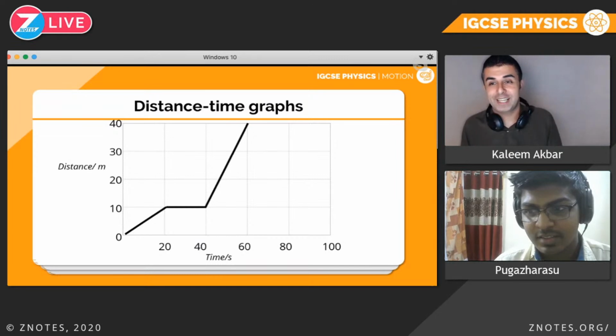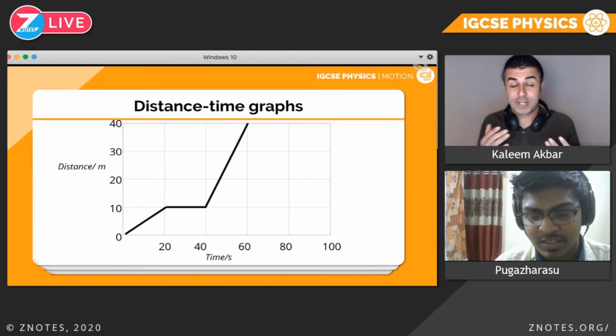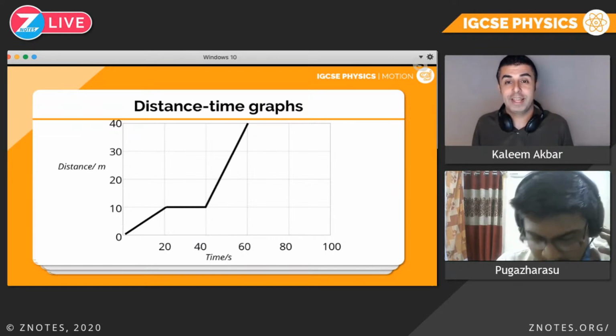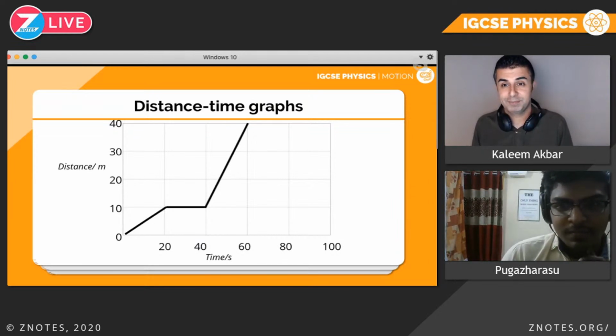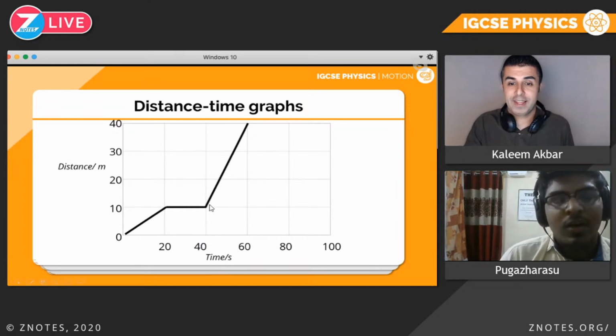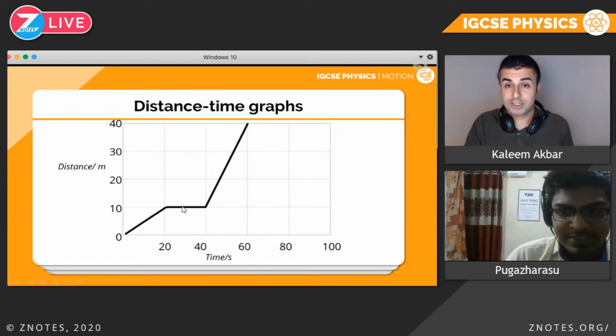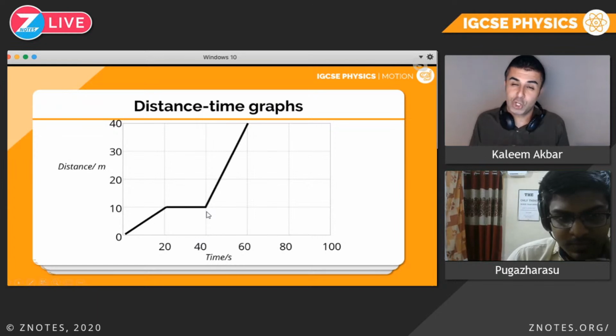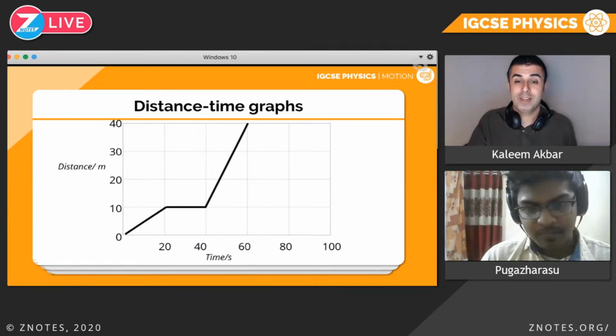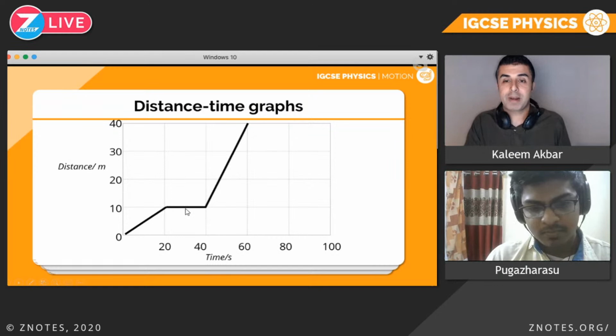If it was a speed time graph, and you had that horizontal line, it would be constant speed. Okay, and then because it's not a speed time graph, it's actually a distance time graph, the horizontal line actually means it is stationary. All right, so you've got to really know the difference. So no gradient on a distance time graph means it's not moving.